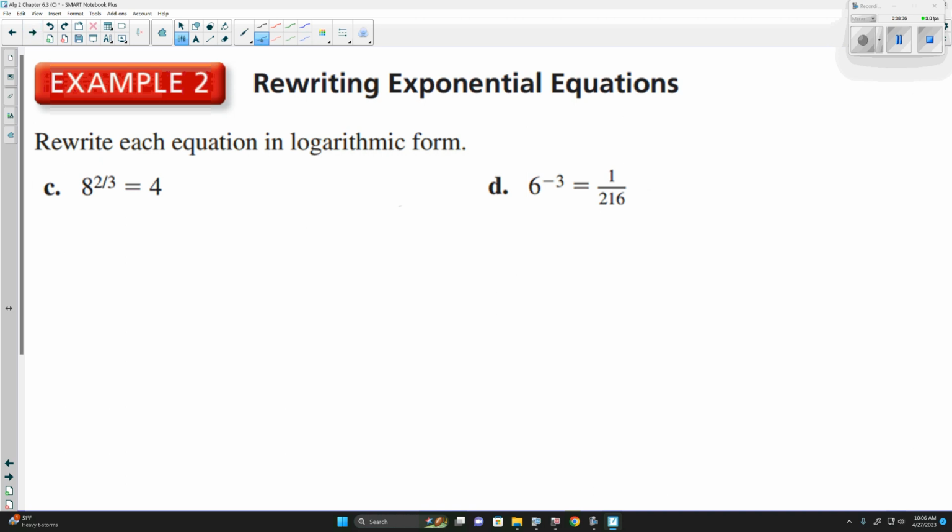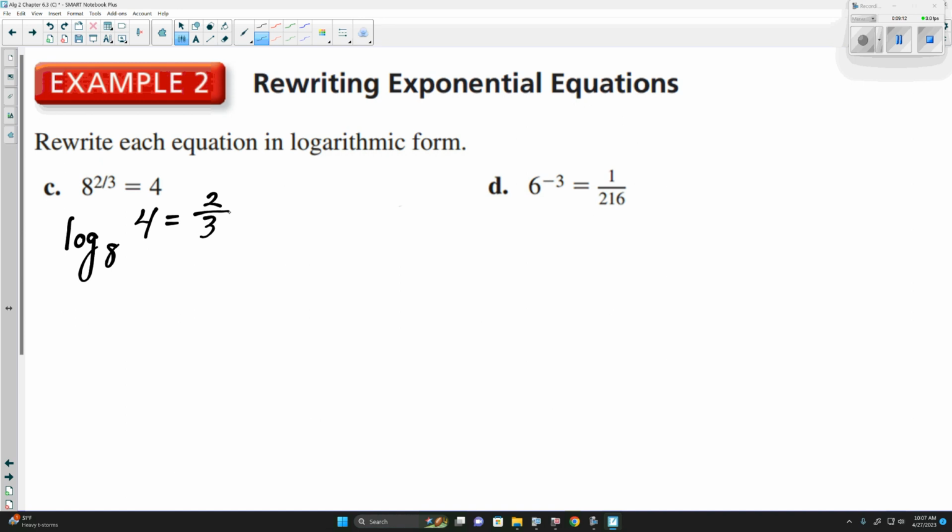8 to the 2/3 is equal to 4. So we'd have what? Log base what? 8, yes. The terminology is new because we're not used to it. But log base 8, because again, we talk about a base. Base is whatever number we have to an exponent. So log base 8 of 4 is equal to 2/3. Let's look at the next one.